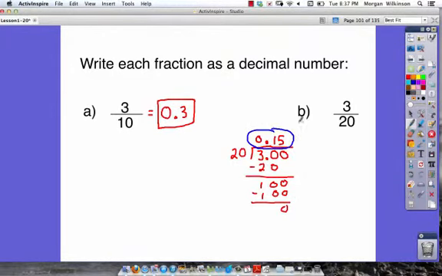Now earlier we said that 3/20 is half of 3/10. That's because the denominator is twice as big. So the number that's half of 3/10, 0.3, would have to be 15 hundredths, or 0.15. So we could have solved our problem B just by knowing what the answer to problem A was. Or we can use our division. Both of them give us the same answer.